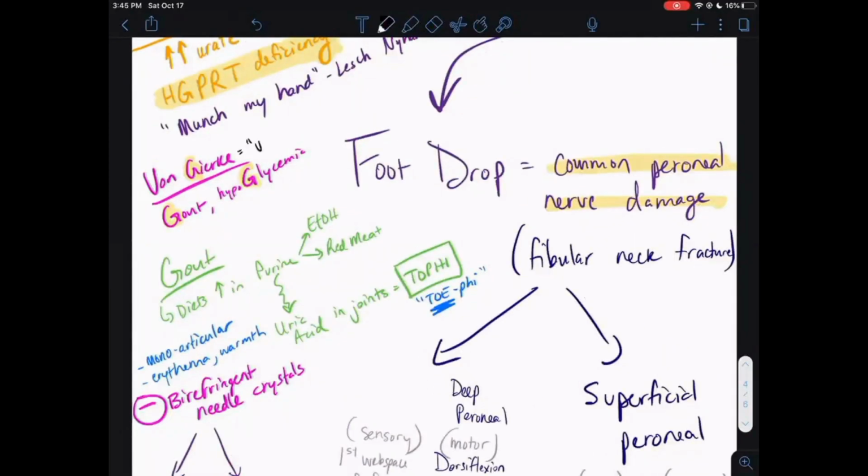I call it von G6P ACE. Instead of calling it von Gierke, my entire life since I made this mnemonic, I call it von G6P ACE because guess what's deficient? Glucose 6 phosphatase. So instead of calling it von Gierke, call it von G6P ACE.